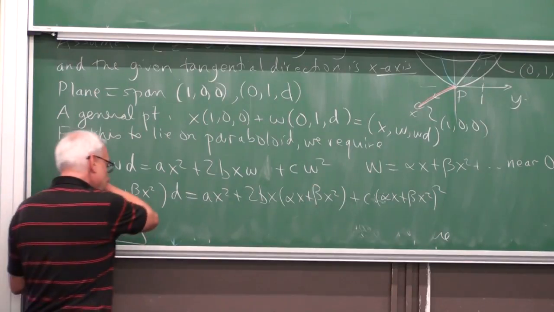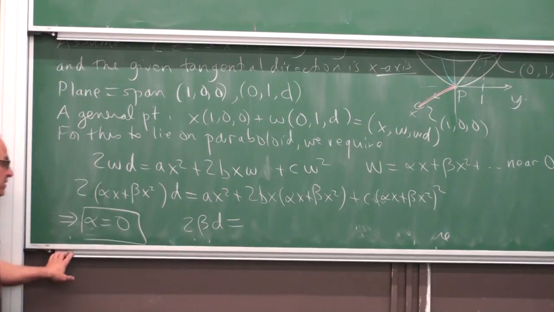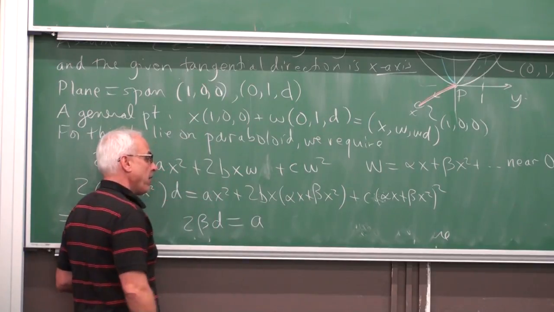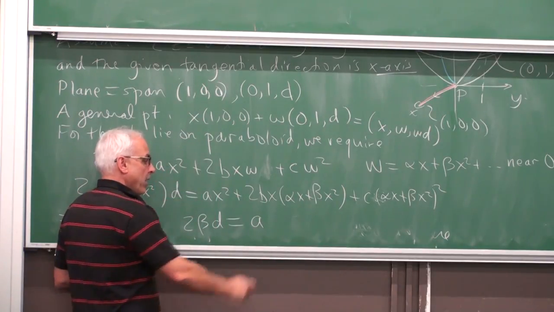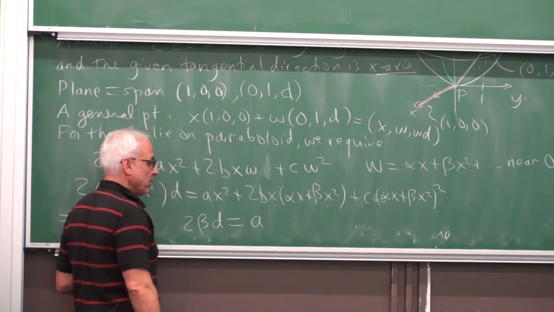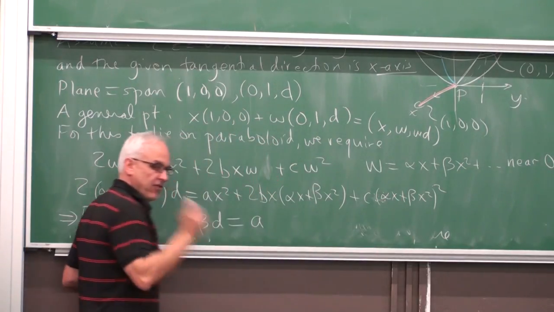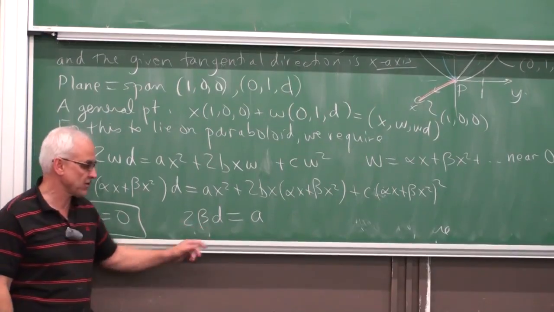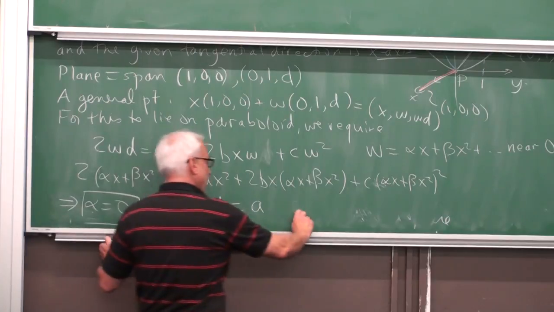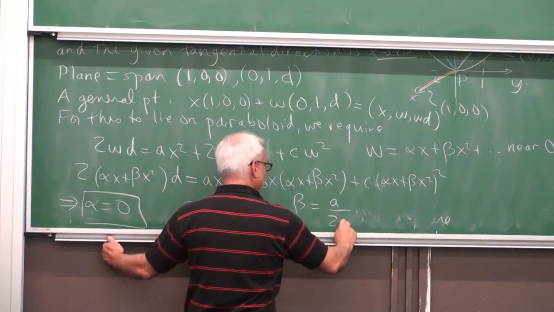And then it's a question of comparing quadratic terms. So the quadratic term on this side will be 2 beta d, that's the coefficient of x squared on the left. And the coefficient of x squared on the right will be, there's an a from here. There's an x squared here, but we've just said alpha is equal to 0, so that's actually 0. And over here, the x squared term will have an alpha squared in front, but we've set alpha equal to 0. So in fact, it just reduces to 2 beta d equals a, telling us that beta equals a over 2d.